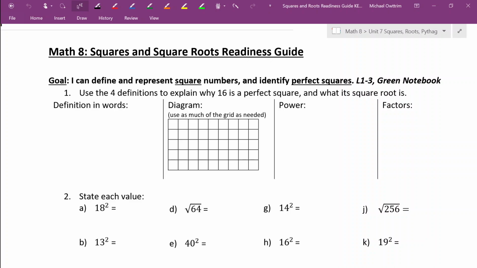Hello class, today we are going over our squares and square roots readiness guide. So the first thing we did in this unit was some definitions, and this is a primarily definition-based unit.